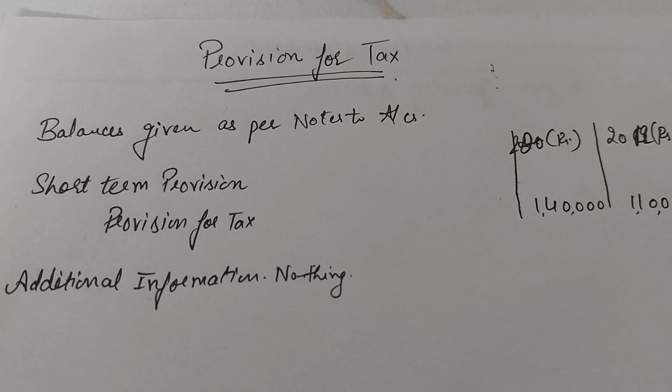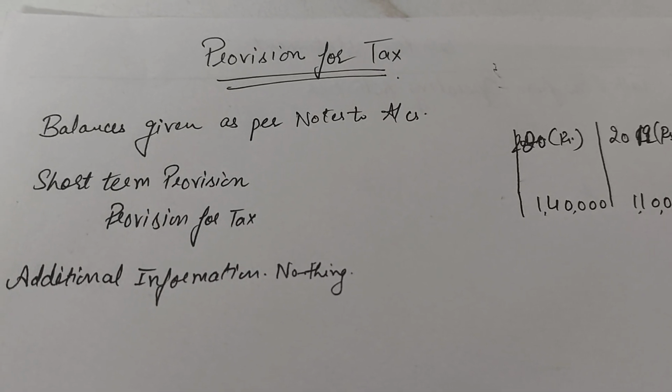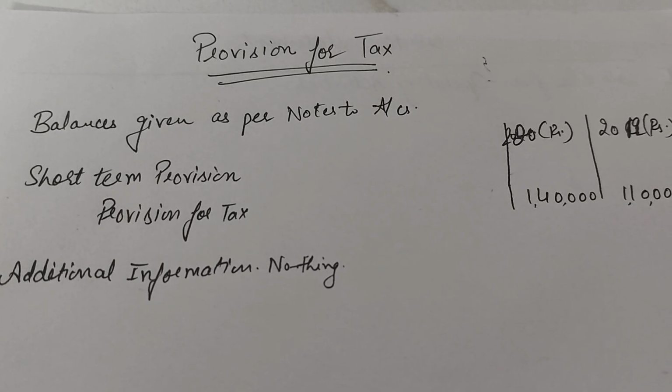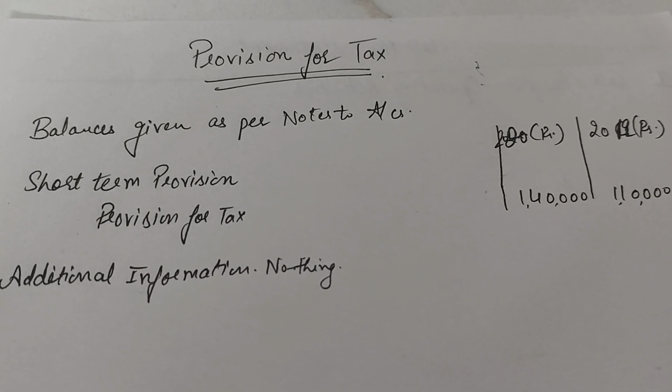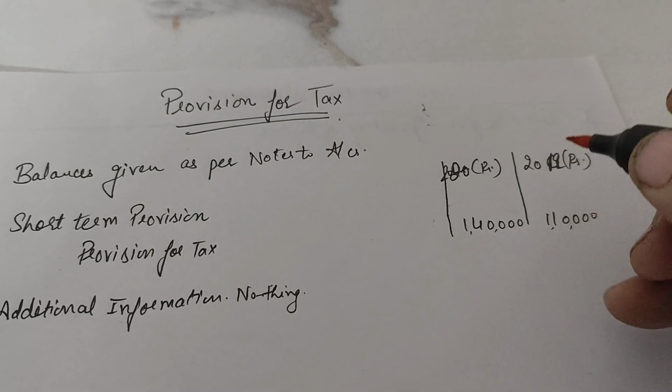Continuing with the topic of cash flow statement, there is one point which you usually find in the balance sheet, that is provision for tax. We're going to discuss this particular point. Here, the balances are given as per notes to account. Short-term provision for the opening balance here, that is 2019.